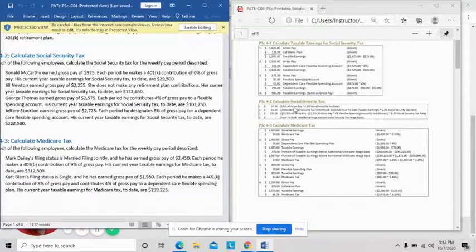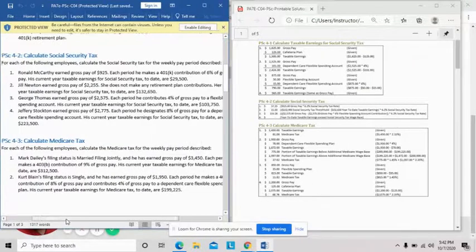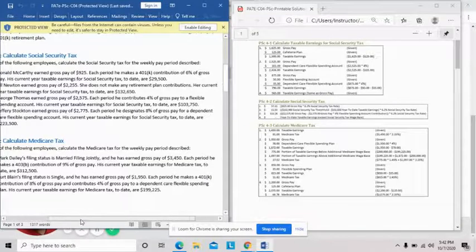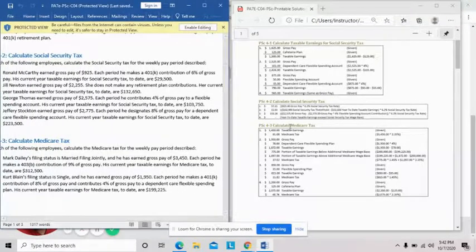So if we look here, we have a gross pay of $925. We multiply that by the Social Security tax of 6.2%, and we get $57.35. In number 2, Jill Newton. Look at this problem here. Jill Newton earned a gross pay of $2,255. She does not make retirement plan contributions, but her current year taxable earnings is $132,650. If you go here, you'd have to take the $132,900 Social Security tax threshold.